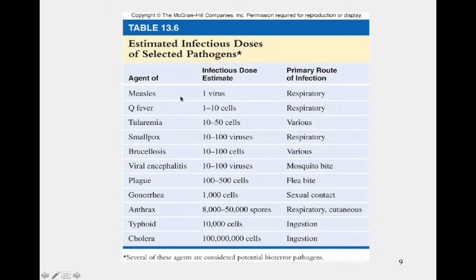Now, this is just a table here showing you kind of a survey of different IDs. So if you look at measles, it only takes 1 virus. This is associated with higher virulence, right? Much higher virulence than, let's say, typhoid, which is 10,000 cells, right? Q fever, 1 to 10 cells. That is also associated with higher virulence. So you see cholera takes a whopping 100 million cells, and you actually have to ingest these, and it's usually through contaminated water.